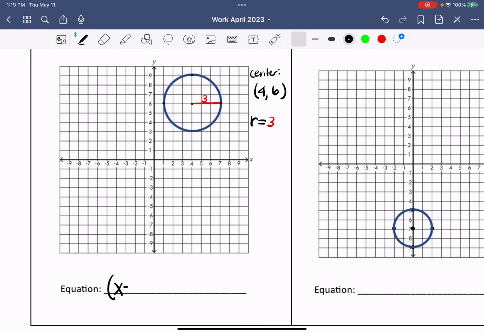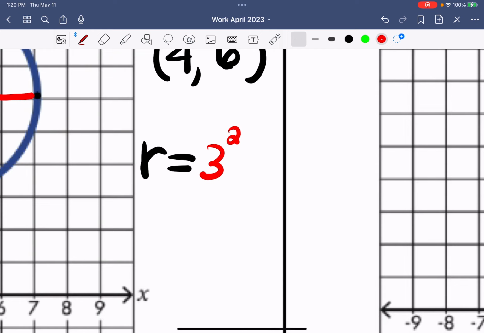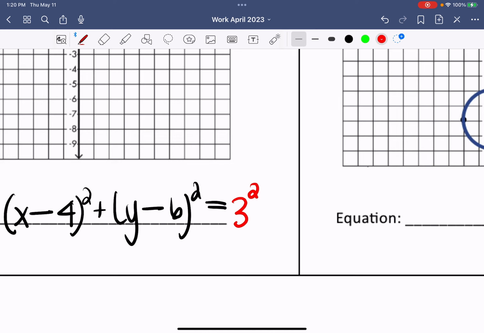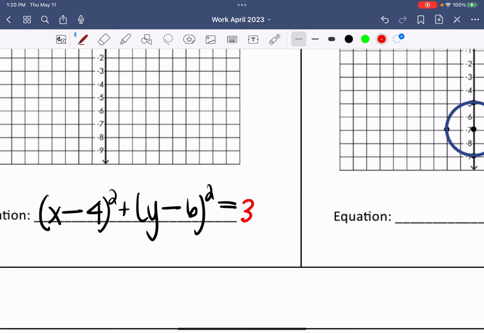And now I can write my equation. My equation is x minus, put the first number, 4. Close it and square it, plus y minus, put the second number from the center, so 6. Close it and square it, and then it equals the radius squared. Okay, the radius is 3. If we square it, it's 3 squared. So you could put 3 squared, or 3 times 3 is 9. You can put 3, but you got to put an exponent on it, or you could write the number 9. Both of those are correct. So I'll just put 3 squared.